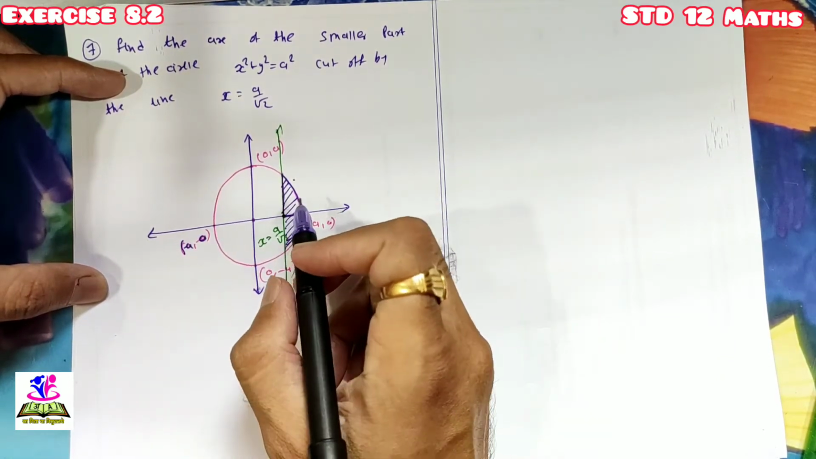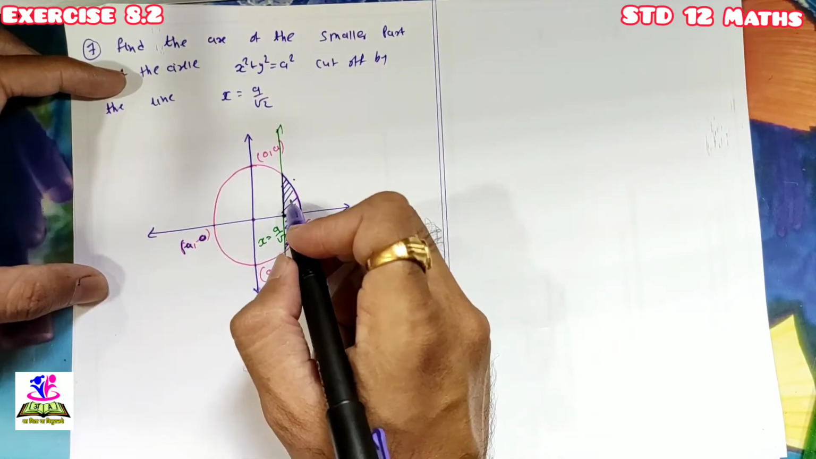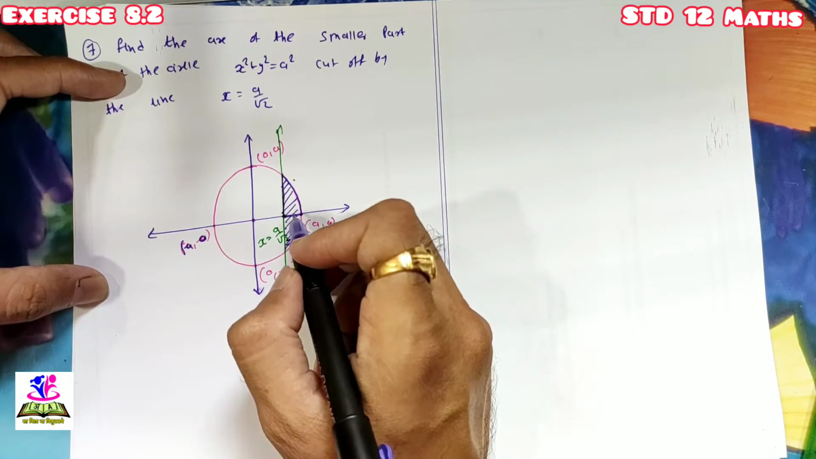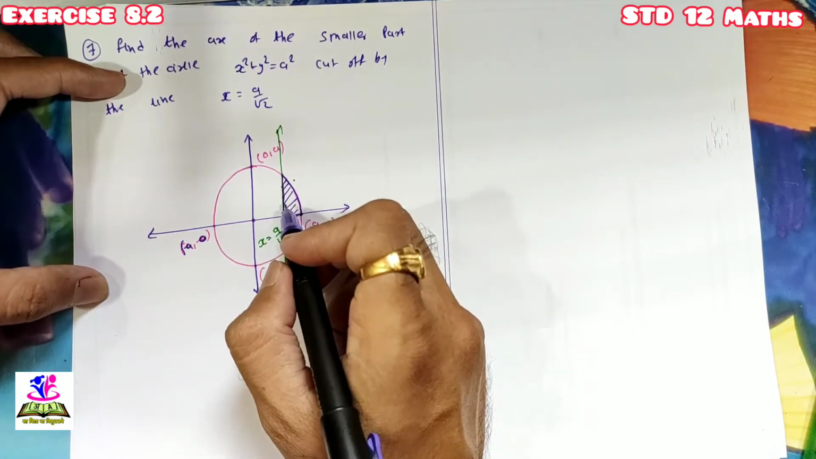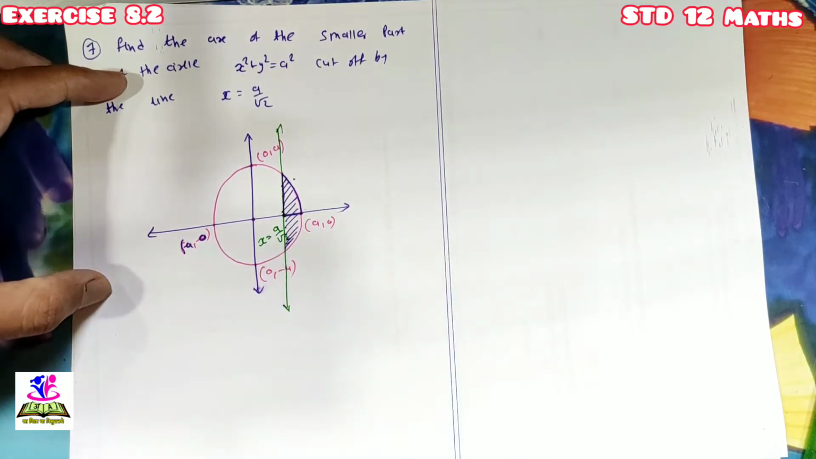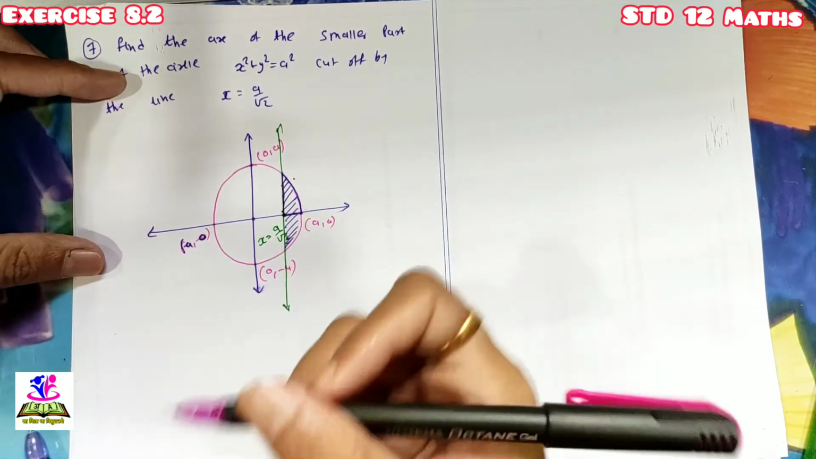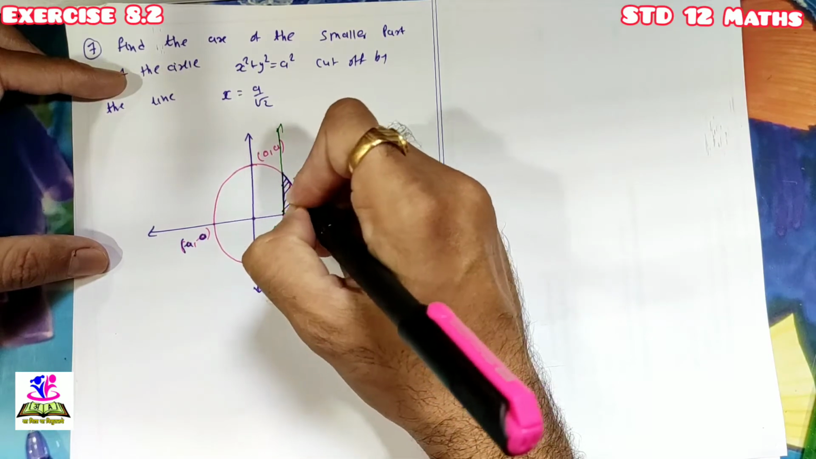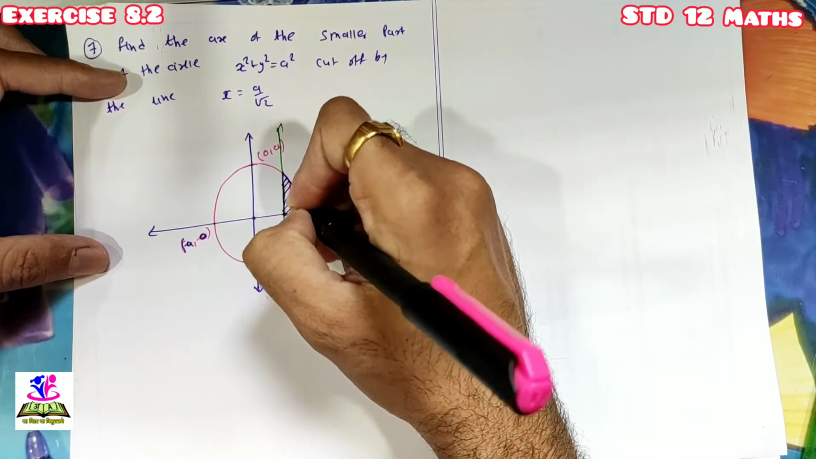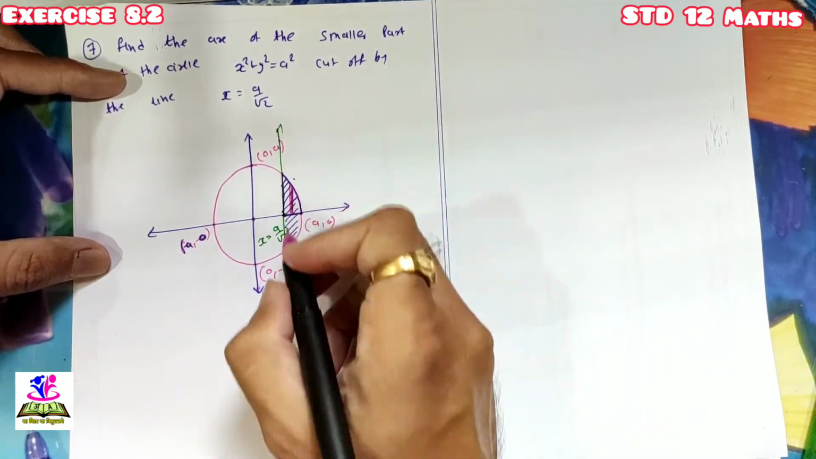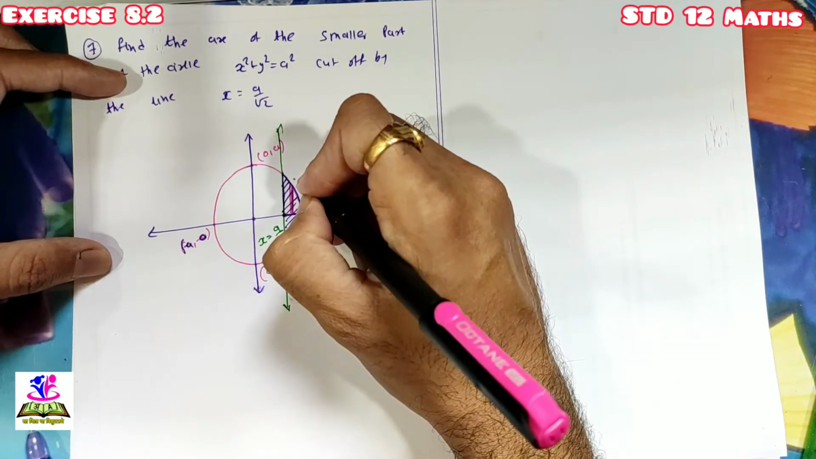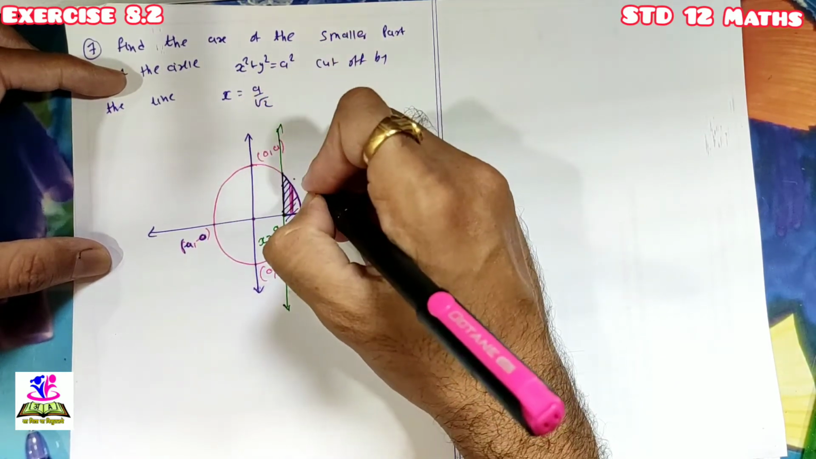So you have to find the area enclosed by this circle. That is symmetrical about the x-axis, so we will consider only this part of the area and we will double it. Here we will consider this small strip along the x-axis, of width dx, and we have to write the equation in terms of y. So what is y?